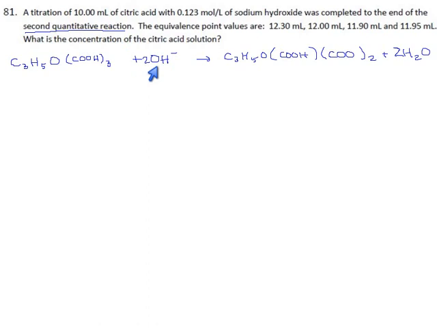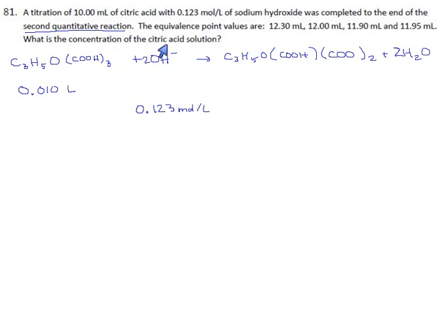Now, for information, they tell us we had 10 milliliters of citric acid, so our volume here is 0.010 liters. Volume over here, not sure yet. The concentration of sodium hydroxide was 0.123 moles per liter. I'll try to keep my volume in one row and my concentration in another. It doesn't matter all that much, but maybe that'll help you stay organized.